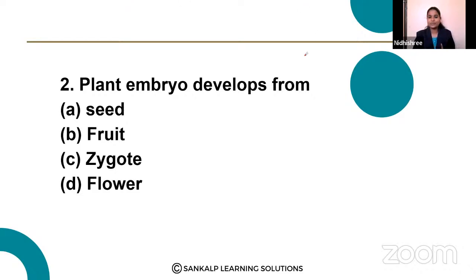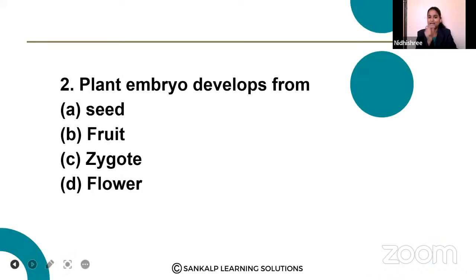Let us see whether the plant embryo comes from the zygote or the seed. So the right answer is option C, zygote. They have asked about the plant embryo, children. If they ask about the plant, the answer will be seed. If they ask about the embryo, the embryo will be inside the seed. So the plant embryo develops from, it forms from the zygote. Okay.